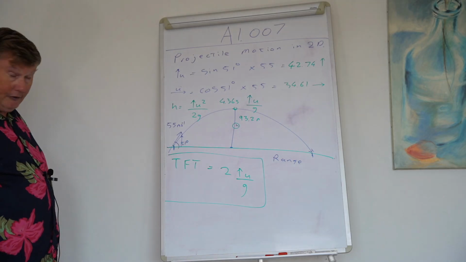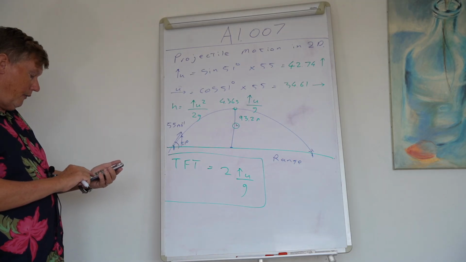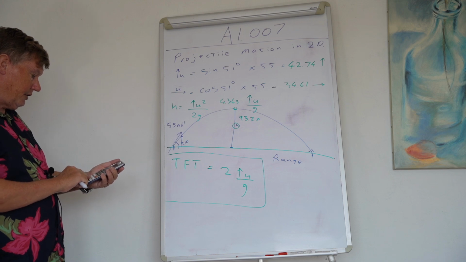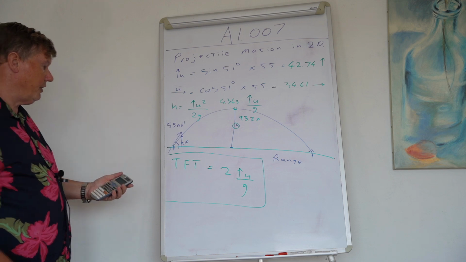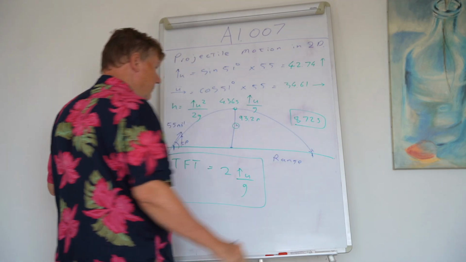TFT equals 2 times the vertical component divided by g. So in this case, 4.36 times 2 is 8.72 seconds. 8.72 seconds is the total flight time.